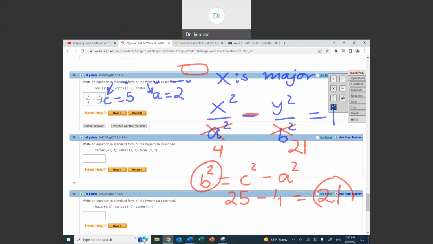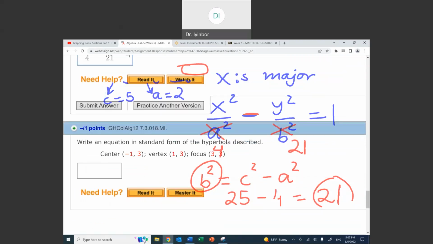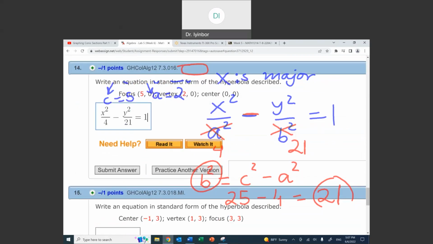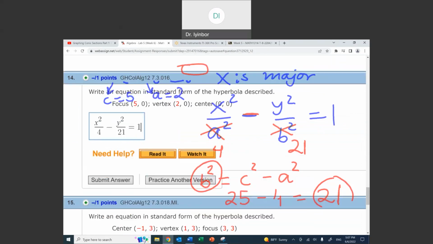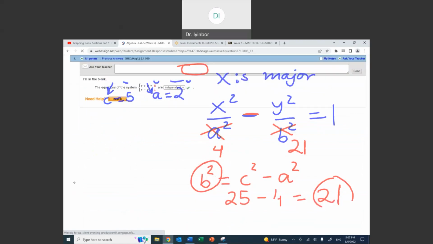And this is how you're going to plug it in. This is how the answer is going to look. And then let's submit it. X squared over 4, okay, that was right. So that's how I do number 14.